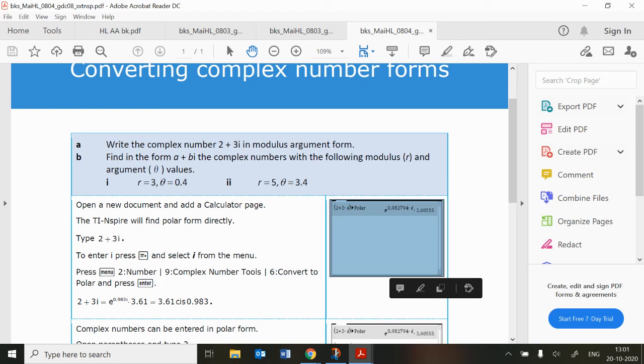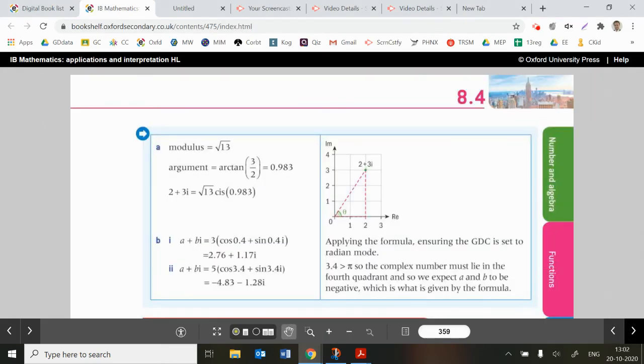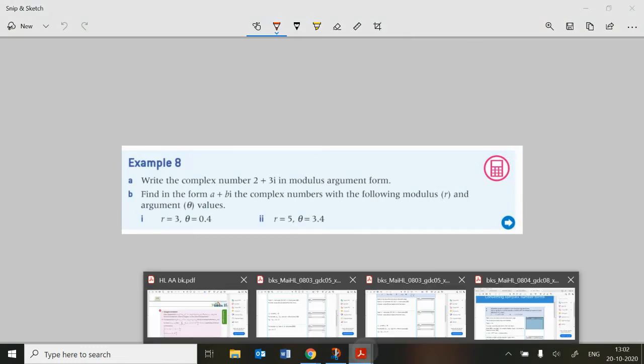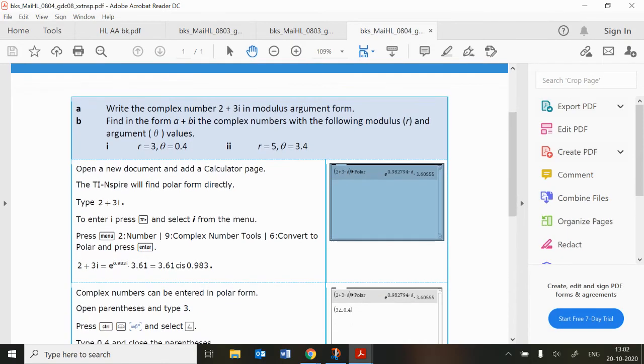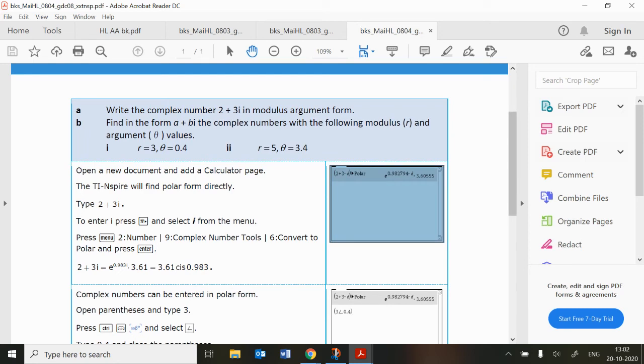So the question starts by saying, write the complex number in modulus argument form. So what are they requiring us to do there? So they want, what's the modulus, what's the argument, and put it in polar form. So it's kind of strange that they're calling it modulus argument, but they basically want you to come up with the polar form. Now you will notice that when they show you how to do this on the TI-Nspire in the PDF here, they will tell you to type in 2 plus 3i.